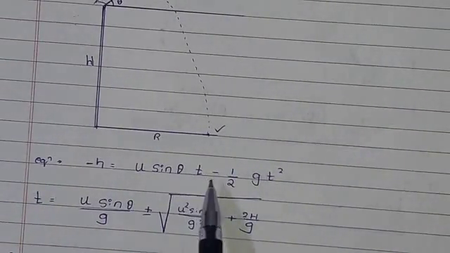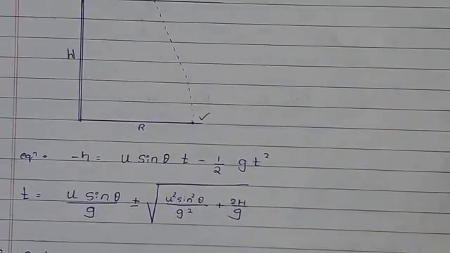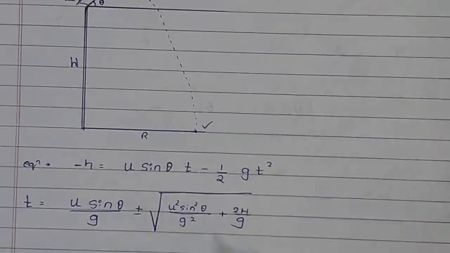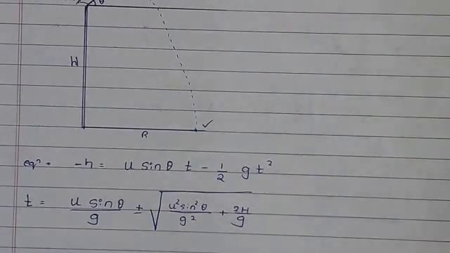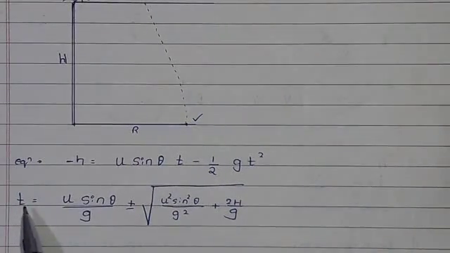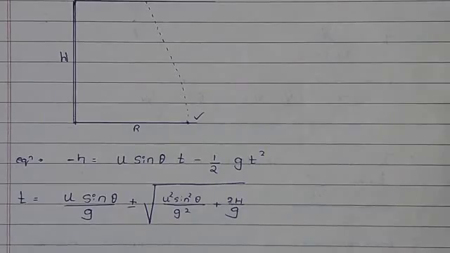So the equation for this is: minus h, that is minus of height, equals u sine theta t minus half g t squared. This is the equation of trajectory. By applying the values, you can get each and every value you desire. But you have to remember this formula. It's actually a very important formula, guys.